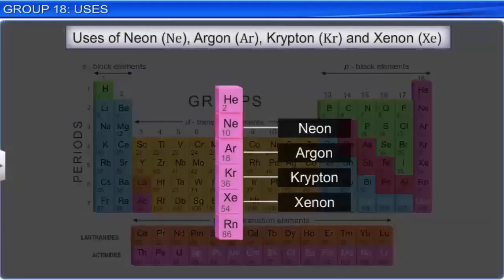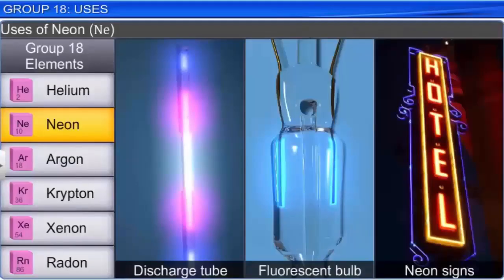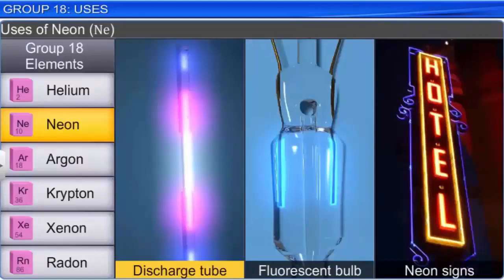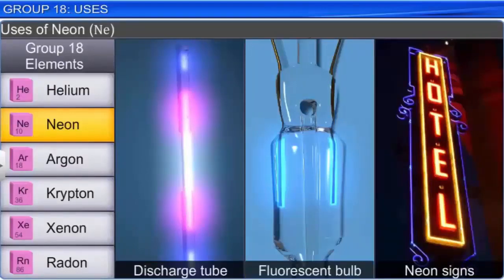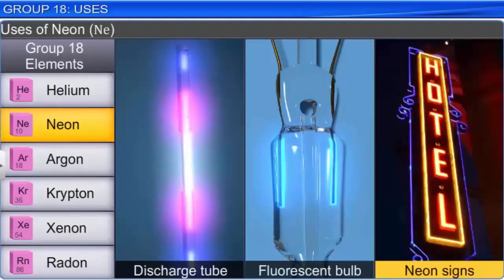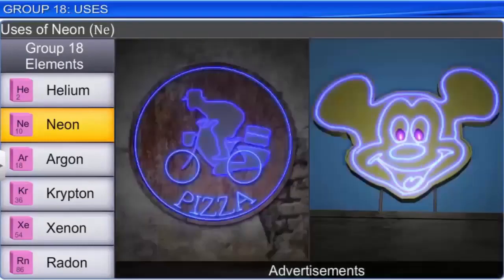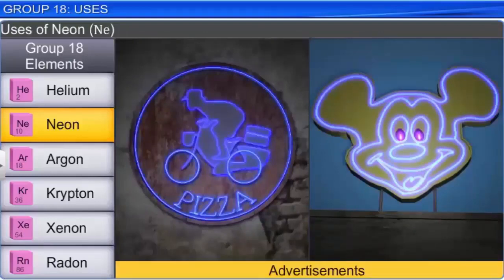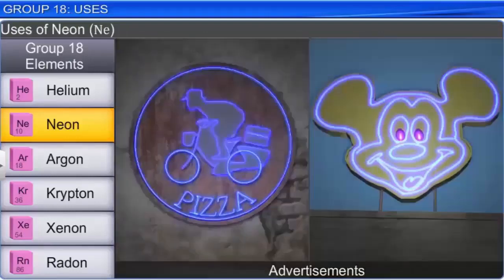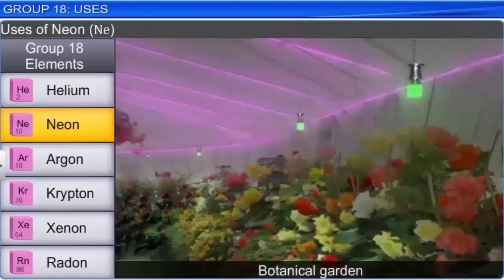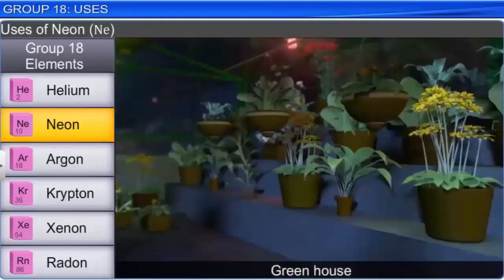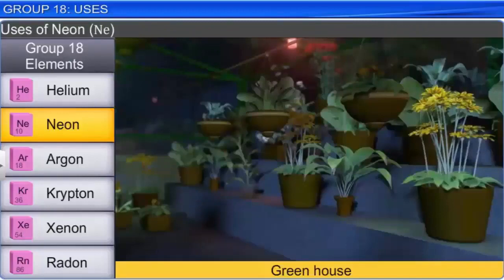Let us now discuss the uses of neon, argon, krypton and xenon. Neon is used in small amounts in discharge tubes and fluorescent bulbs that give the familiar red-orange glow of neon signs. Hence, these tubes are used extensively in advertisement displays. Neon bulbs are also used in botanical gardens and greenhouses as neon stimulates the growth of plants.